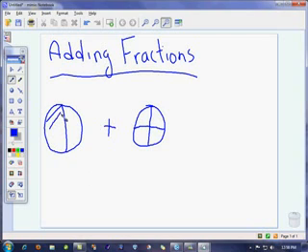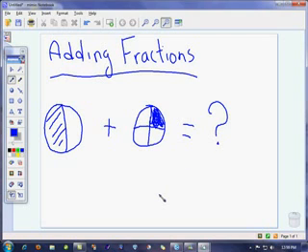And one person has this much of a pie. And another person has this much of a pie. The question is, how much of a pie do they have in total? So the big question is, how many do they have?